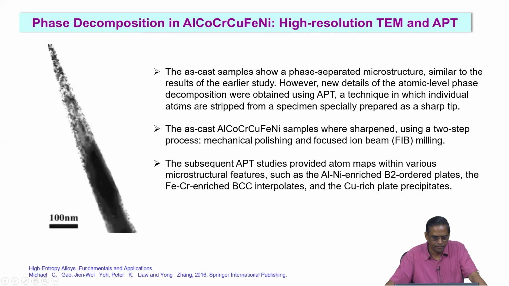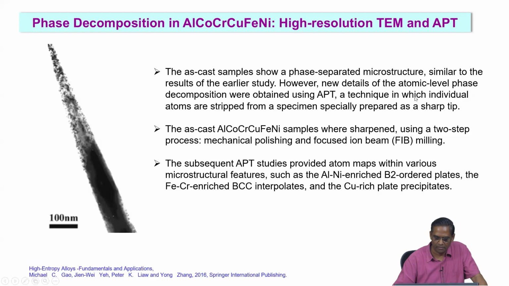and further we use this APT technique in the ASCAS sample to show the phase separated microstructure similar to the results of the earlier study. However, the new details of the atomic level phase decomposition were obtained using APT. So, this is very important. In electron microscopy, we still talk about relatively coarse information, not atomic level information.